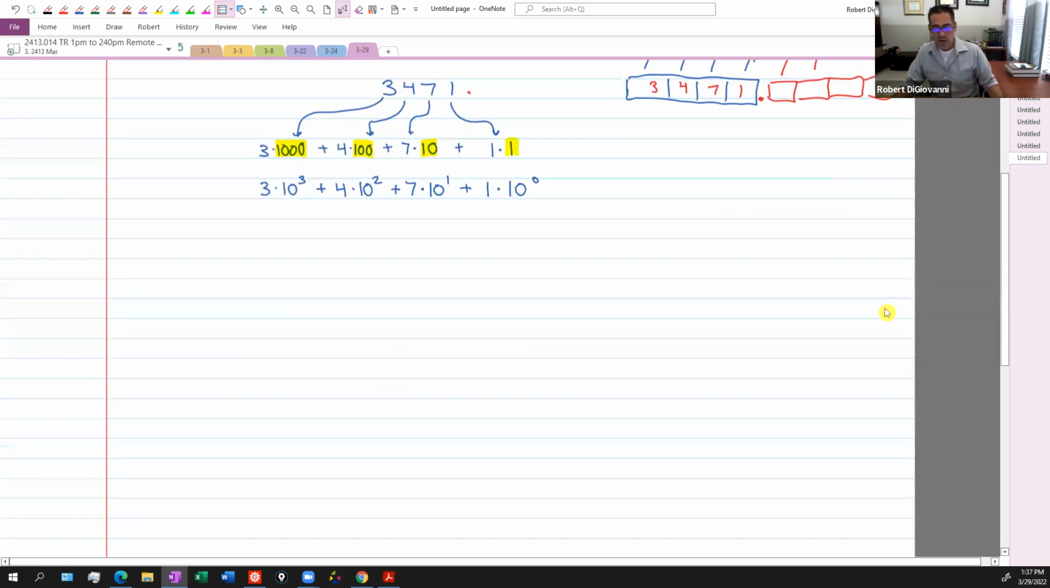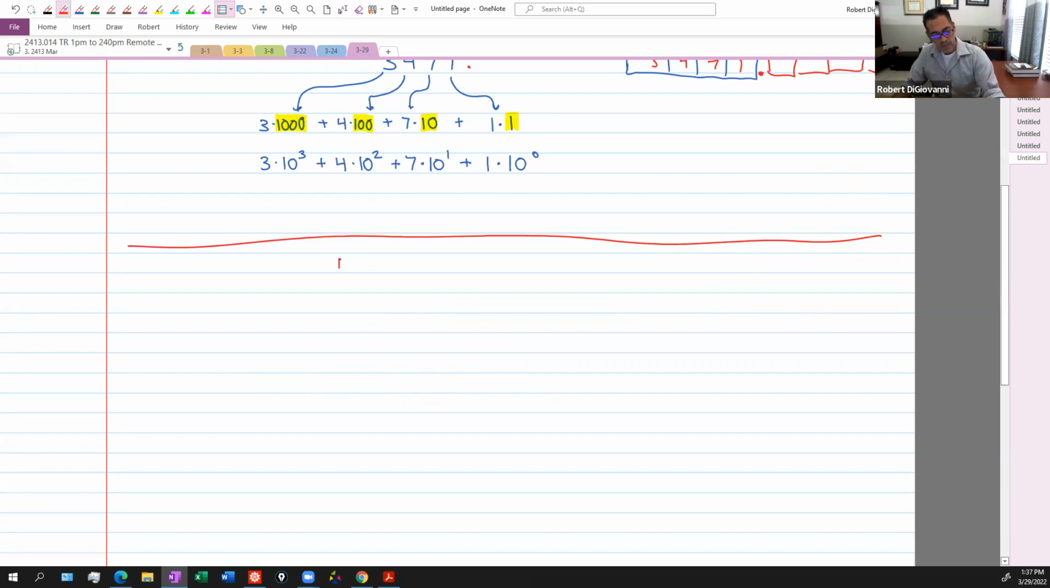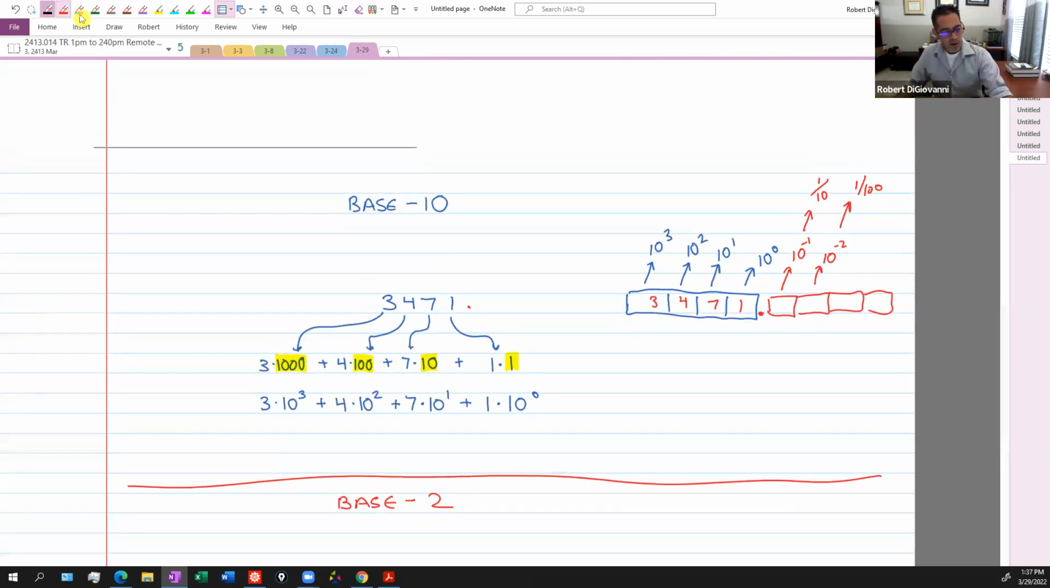That's base 10. That's not the only base though. We could do base 2. Let me say one more thing before I go on. In the base 10 number system, if I write a number out, okay? If I fill in a number like 3, 4, 7, 1, what are the only numbers that I'm allowed to use in these slots? What numbers can I use?